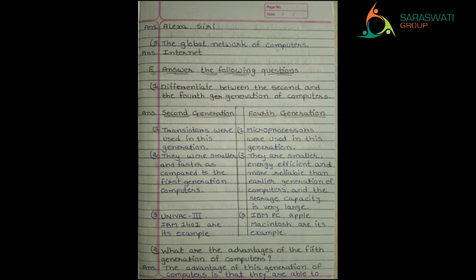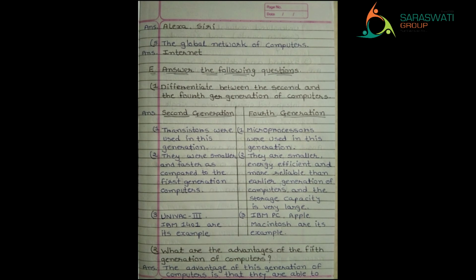Now we are moving to one of the important sections of your textual exercise, and that is answer the following questions. That means question and answer, right? First one, differentiate between the second and the fourth generation of computers. That means what were the differences between the second and fourth generation? Now kids, as you can see here, I have made two parts, right? Same way you are going to make two parts in your classwork, and you will write like this, the way I have written over here, right? So the first part is second generation and the second part is fourth generation.